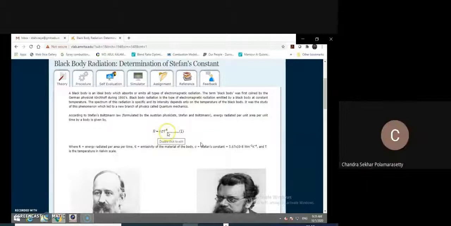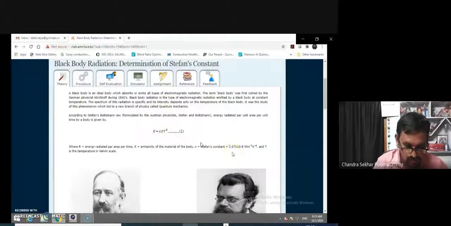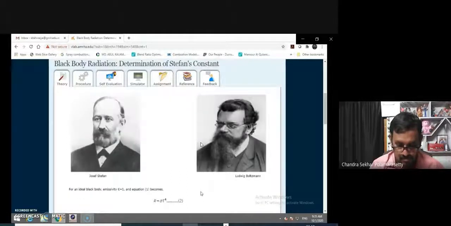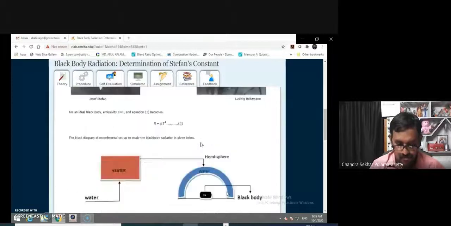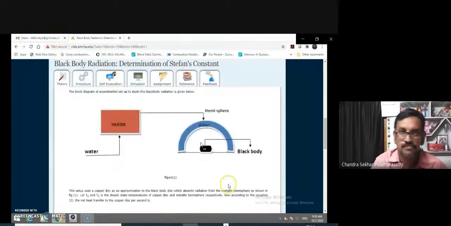As we know, the emissive power of any surface is given using this formula: E equals epsilon, the emissivity, into sigma into T to the power 4. And we know that the value of the Stefan-Boltzmann constant is 5.67 into 10 to the power minus 8 watt per meter square into Kelvin to the power 4. These are the two scientists who derived the formula to calculate the emissive power of a black body, that is Joseph Stefan and Boltzmann. And that's why it is called the Stefan-Boltzmann law.